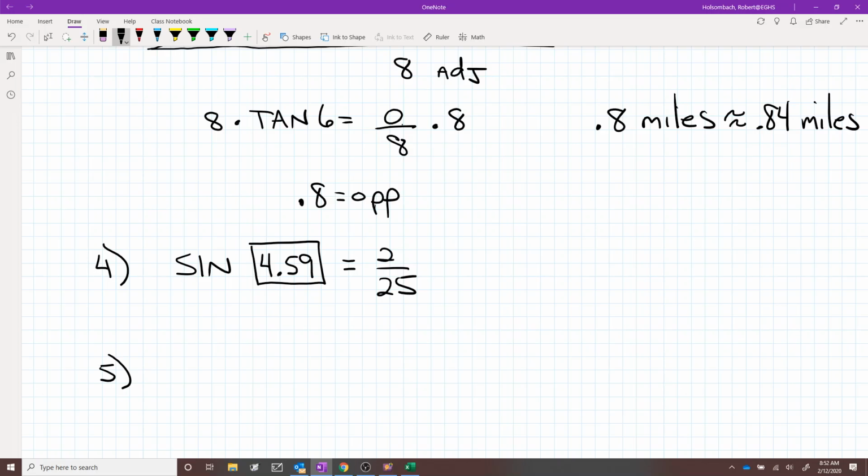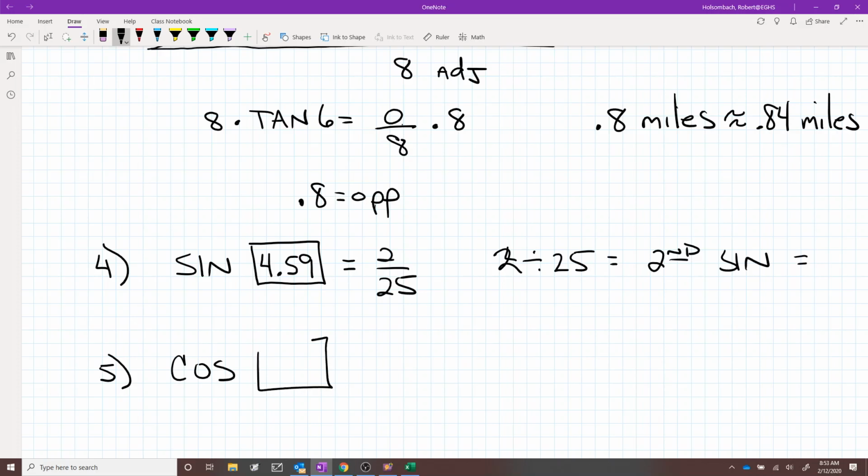I said take 2 divided by 25, push equals. You'll have a number on your screen, then you push the second button, sine, equals. So for this next problem, you got cosine of what equals 7 over 14.